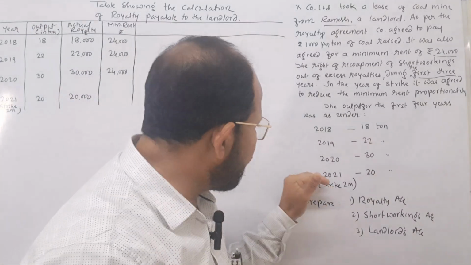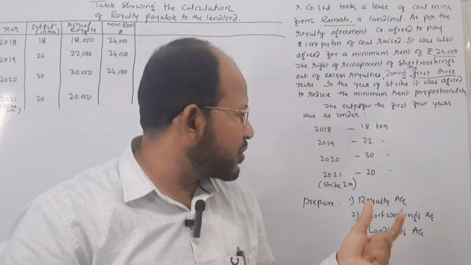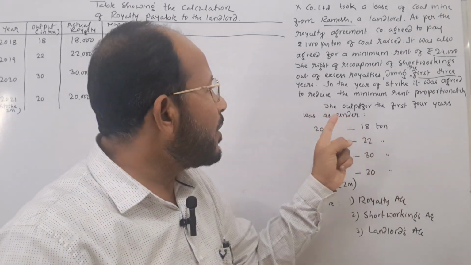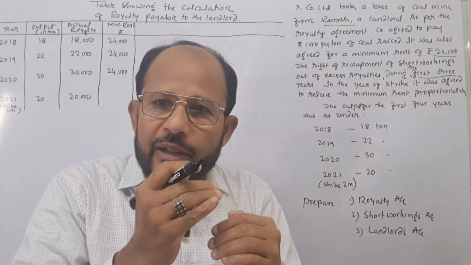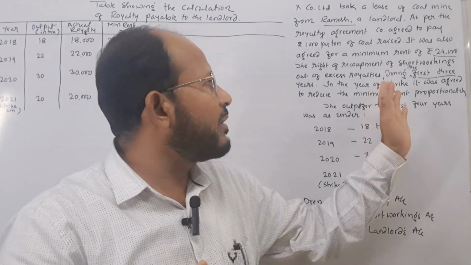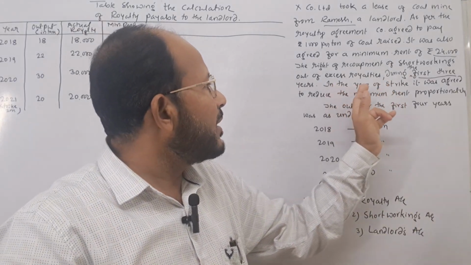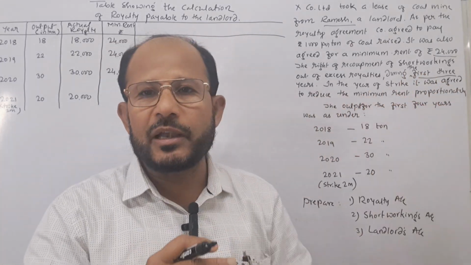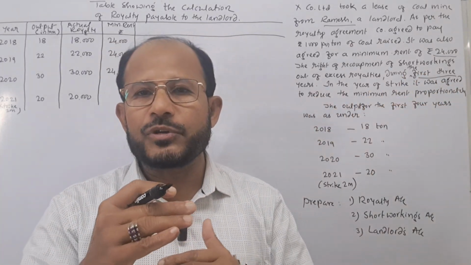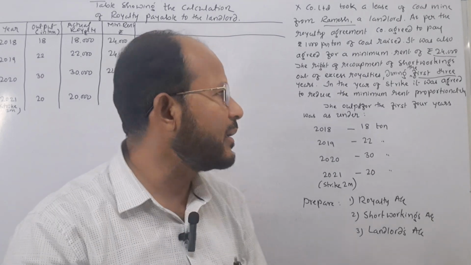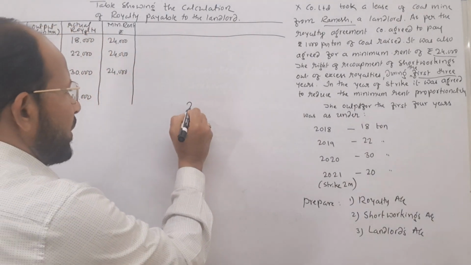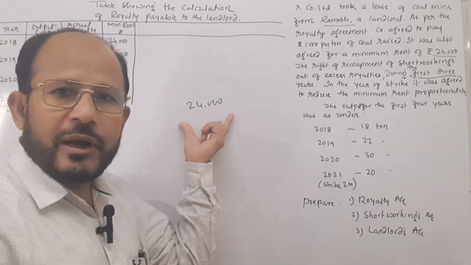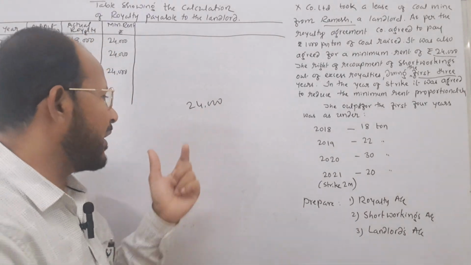But here in the fourth year there is a strike for 2 months. Therefore, here what is to be done? The minimum rent is required to be reduced proportionately. It is given in the problem. Just you see, in the year of strike, it was agreed to reduce the minimum rent proportionately. What is the meaning of a proportionate reduction of minimum rent? Here, just you take rupees 24,000 is the yearly minimum rent which is agreed upon by the parties.